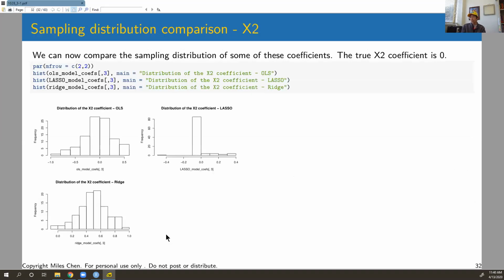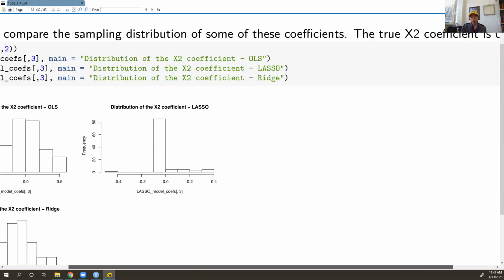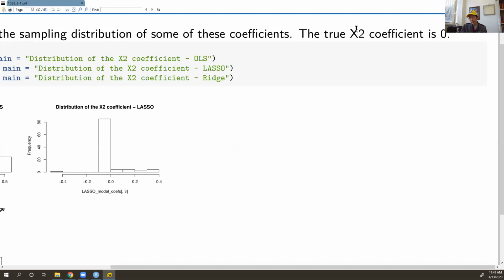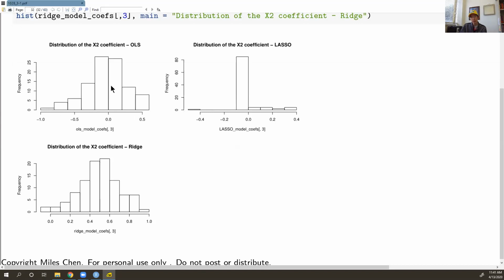Okay, is that all right? If we look at the x2 variable and the coefficient here, remember, in the true model, the true values of y do not depend on x2 at all. The true coefficient for x2 in the population is 0. With ordinary least squares, it is centered around 0. But because of random noise, sometimes the coefficient is as extreme as -1, sometimes as big as +0.5.